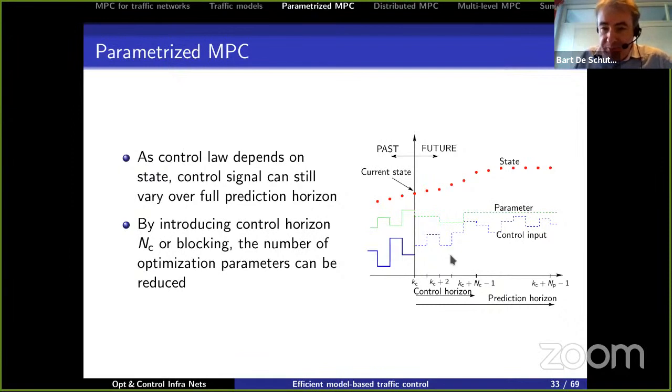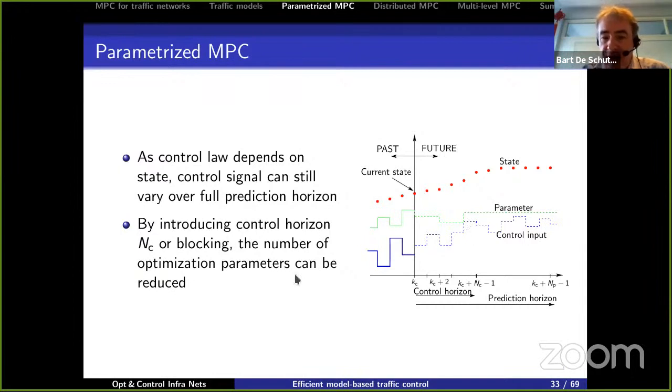So here you typically would see a situation where we are updating the parameter only every 2 time steps. And then we see that we can still have a good variation in the control input, because the control input depends on the state of the system, which is updated every time step, and the parameter. So even although we keep the parameter constant, we can still get a variation in our control inputs because of the controller.